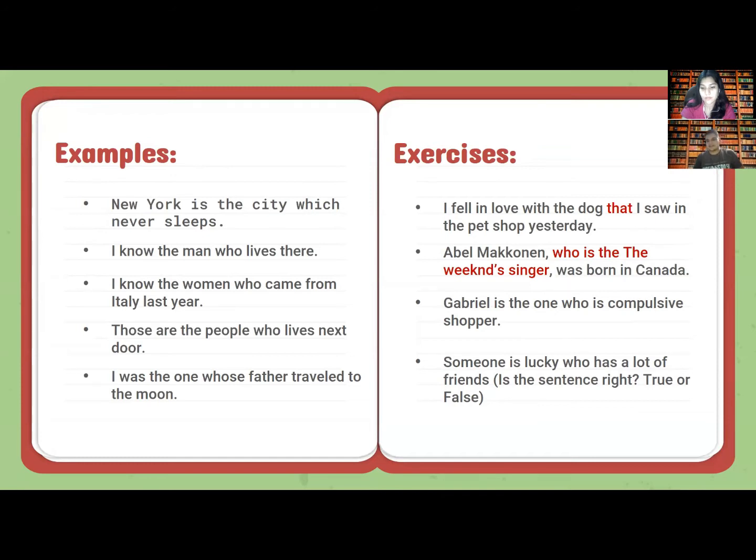The sentence is wrong because, as we know, the adjective clause comes right after the noun. For example, "someone" is an indefinite noun, and it should be: someone who has a lot of friends is looking.